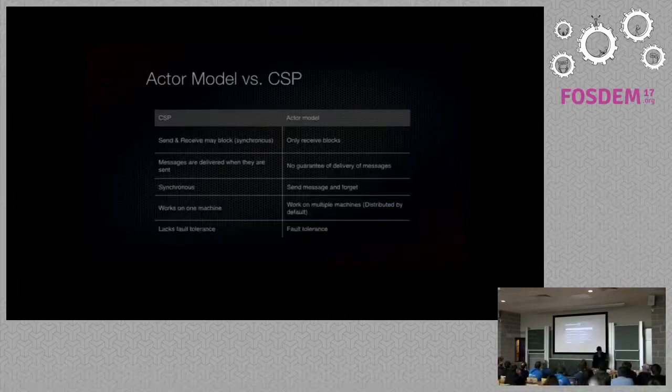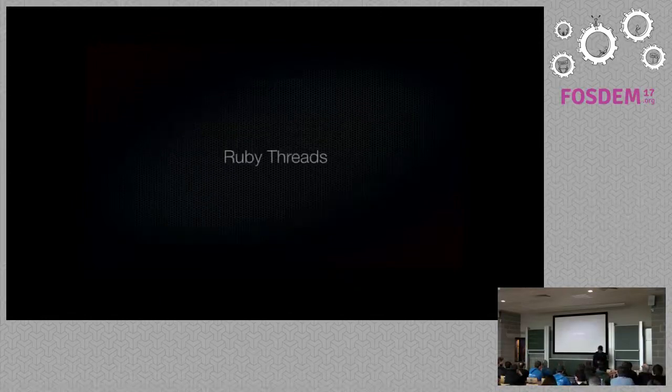So actor model versus CSP. In CSP, send and receive may block. In the actor model only receive blocks. Also CSP is synchronous, while actor is message passing. CSP works on a single machine, actor works on multiple machines. CSP lacks fault tolerance, while in the actor model there is fault tolerance. So this is a mini comparison of the actor model and CSP.